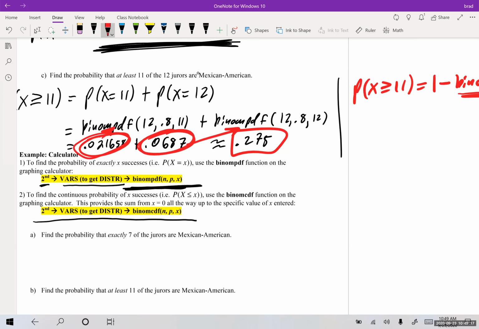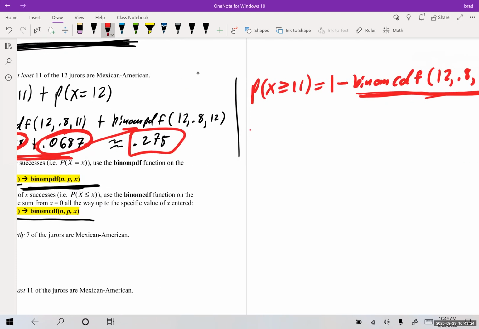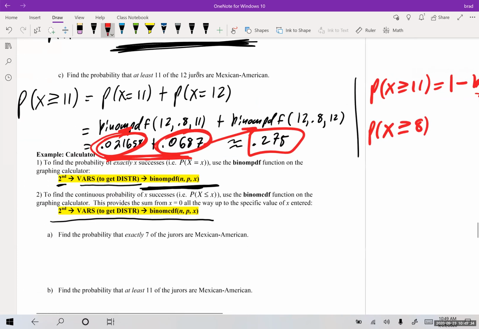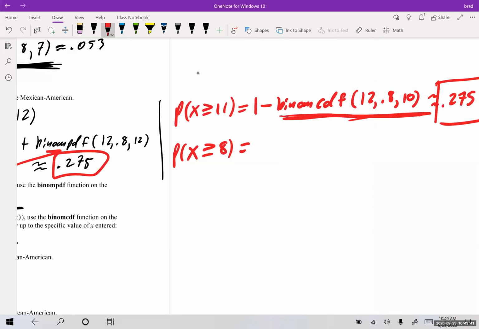So normally this way is for when you're only doing one of them. So I would have probably done the binomial CDF one. So what if I asked, find the probability that X is greater than or equal to 8? So that's going to be rough if you try to do it this way, right? Because that means you have to do 8, 9, 10, 11, and 12. So what I could do instead is I could say 1 minus binomial CDF of 12, comma, 0.8, comma, and then I'm going to go up to 7.